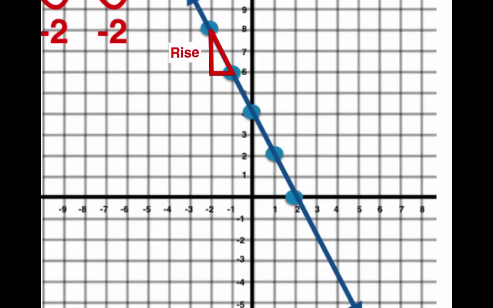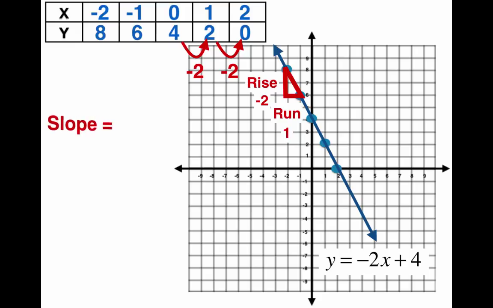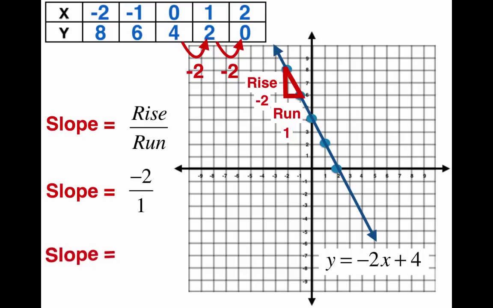Looks like the rise is going down and the run is going over. It looks like it's going down 2, so -2 and over 1. So we get a nice rise and run of -2 over 1. And what that means is our slope is equal to that rise over run fraction, which is -2 over 1, which is just -2 divided by 1 is -2.